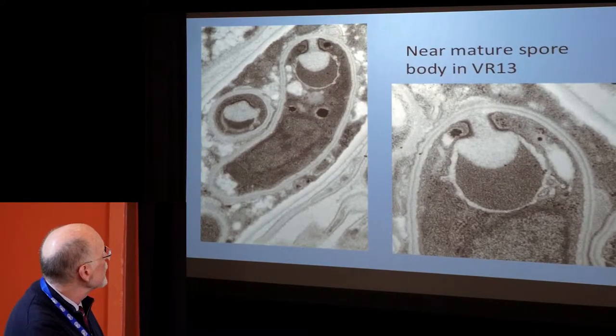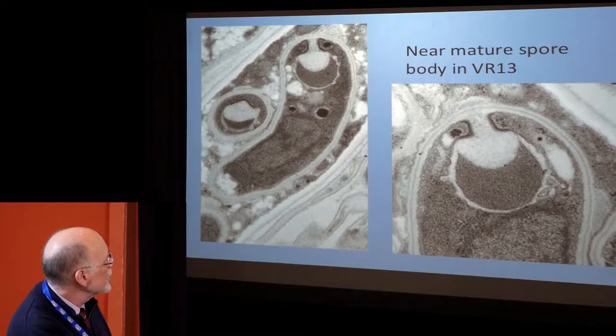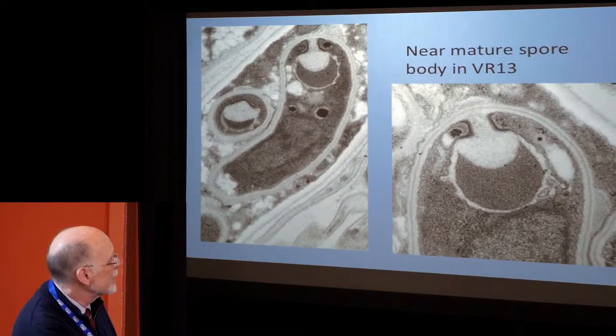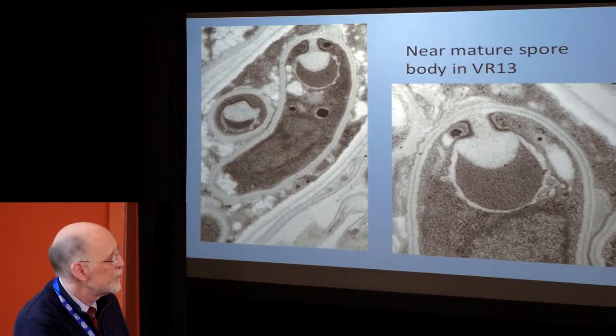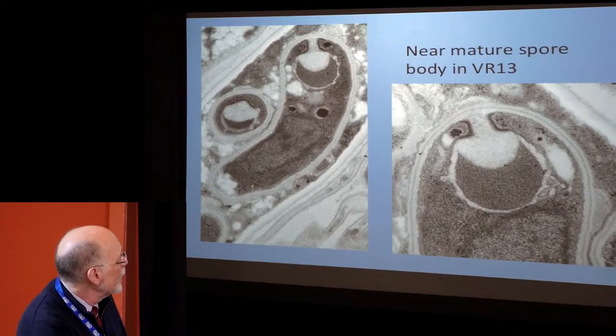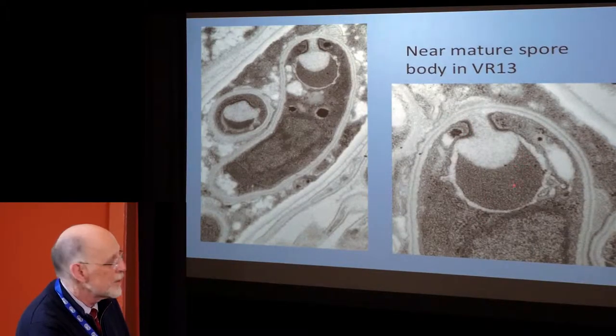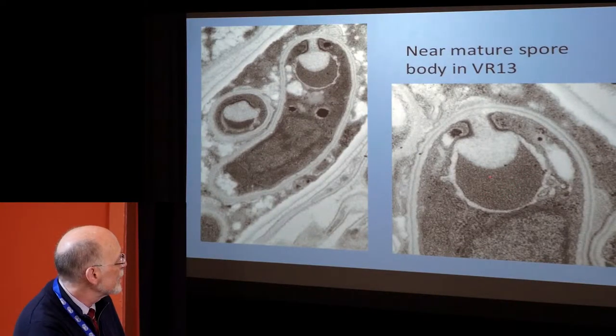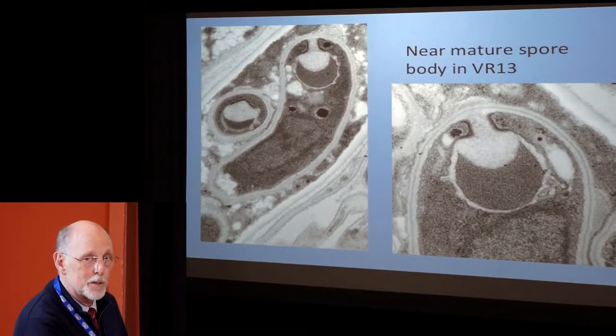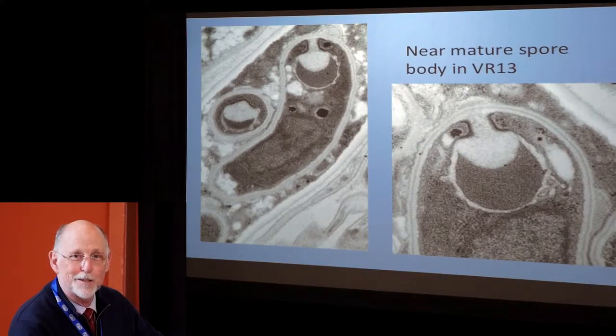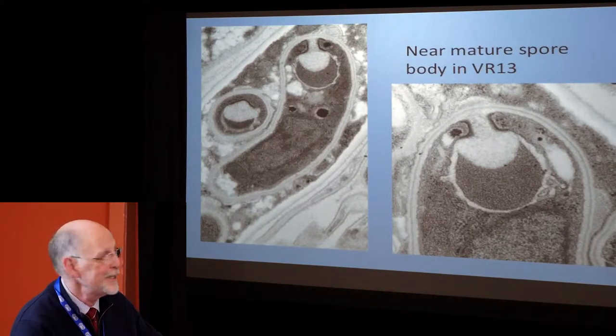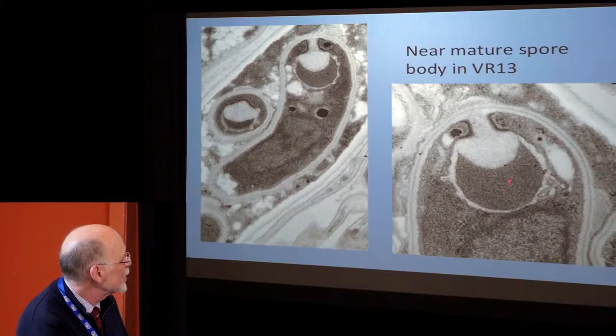Okay, and here's a mature spore body again. This is what we end up with. Here's a closer view, and again, the wall layers are very distinct. This, again, is membrane bound, this carbohydrate, and again, we're hypothesizing. Remember that word, it's a hypothesis. We don't know for sure yet, but we think that this is carbohydrate.